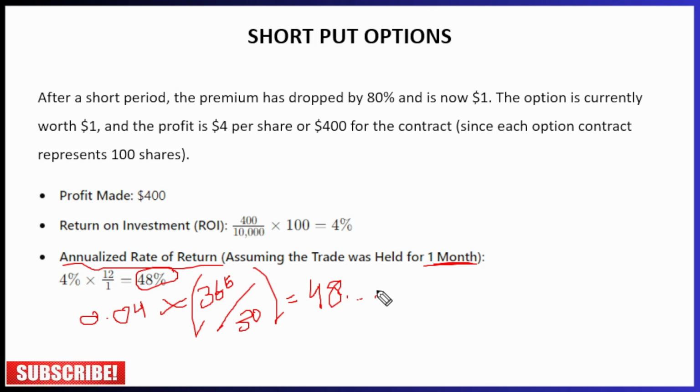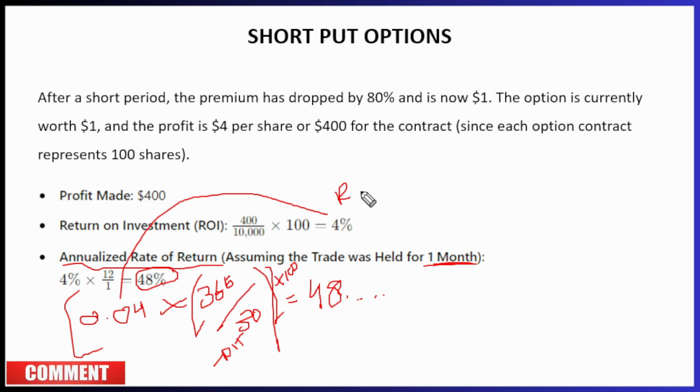So 0.04 times 365, divide by 30, times 100. You need to multiply this thing times 100, so you can have your annualized rate of return. This is our days in the trade, don't forget. And this is our 4% rate of return, rate on capital, whatever you want to call it. So in this case, if we use the different formula, it's 48.7.